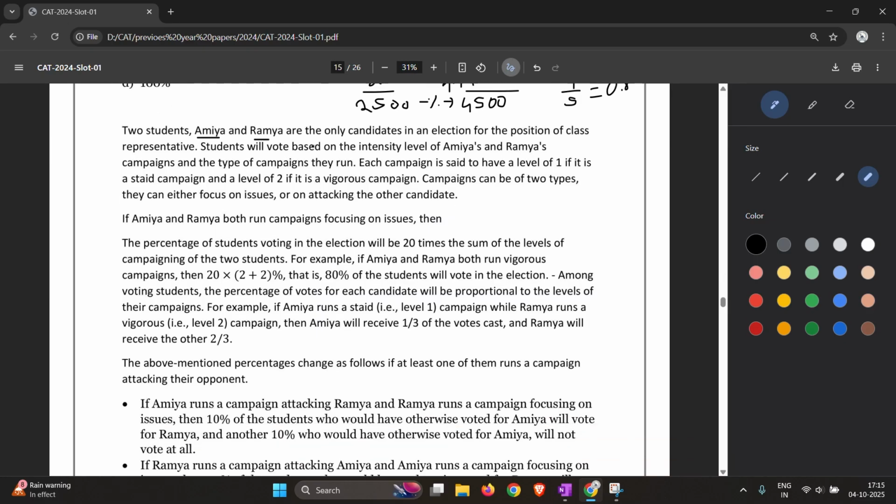Two students, Amya and Ramya, are the only candidates in an election for a position of class representatives.